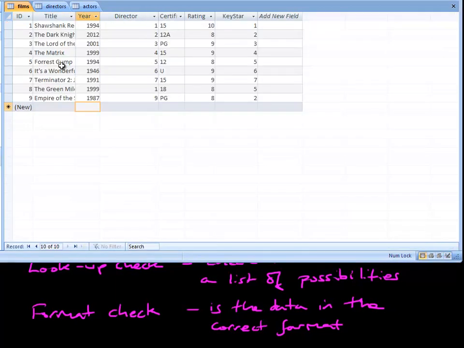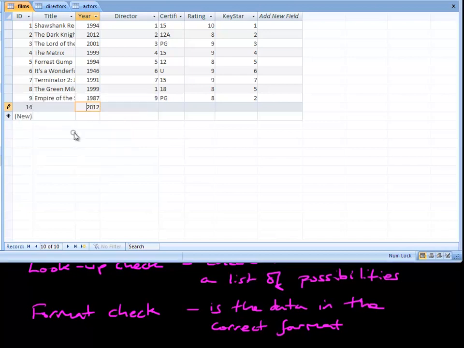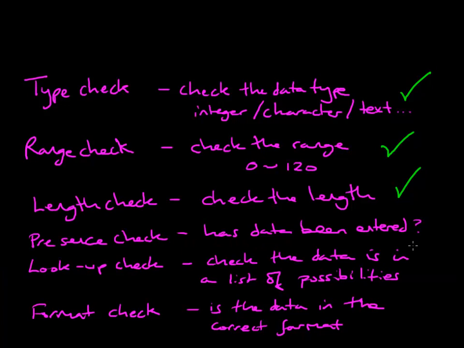Now I've deleted that old record that was here, and I'm going to start a brand new record. Let's say that I've got the year 2012 in there, but I haven't put a title in. Then it's going to say to me here, you must enter the value into the title field. If I put in some value, then it's quite happy for me to finish because I've now got that value in there. And so that there is a presence check, to see that something has been entered. It's present inside my table.